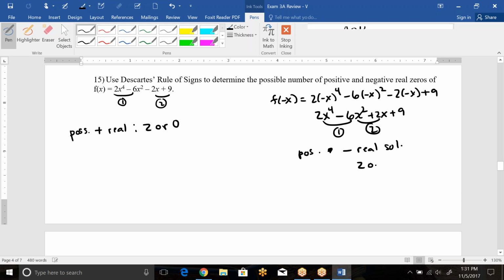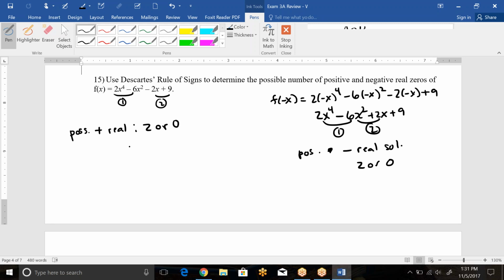is going to be 2 or 0 as well. So what could happen here is that you could have 2 positive reals and 2 imaginaries. You could have 2 negative reals and 2 imaginaries. You could have 2 positive reals, 2 negative reals, or because of the 0 cases for both of them, you could have 4 imaginary solutions.